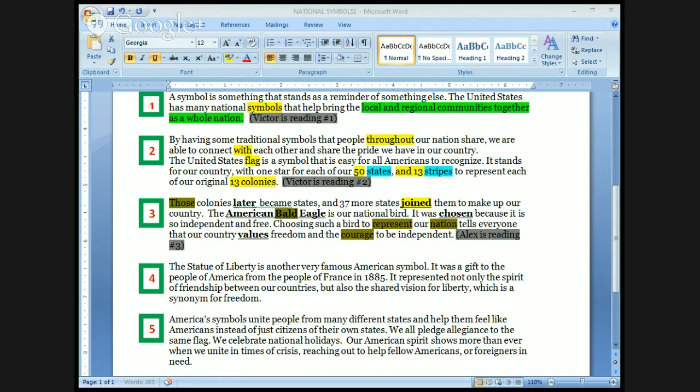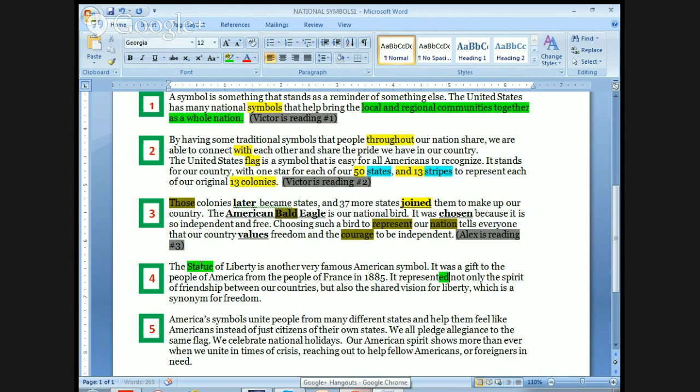Would you read number 4, Victor? Yes. The Statue of Liberty is another very famous American symbol. It was a gift to the people of America from the people of France in 1885. It represented not only the spirit of friendship between our countries, but also the shared vision for liberty, which is a synonym for freedom.